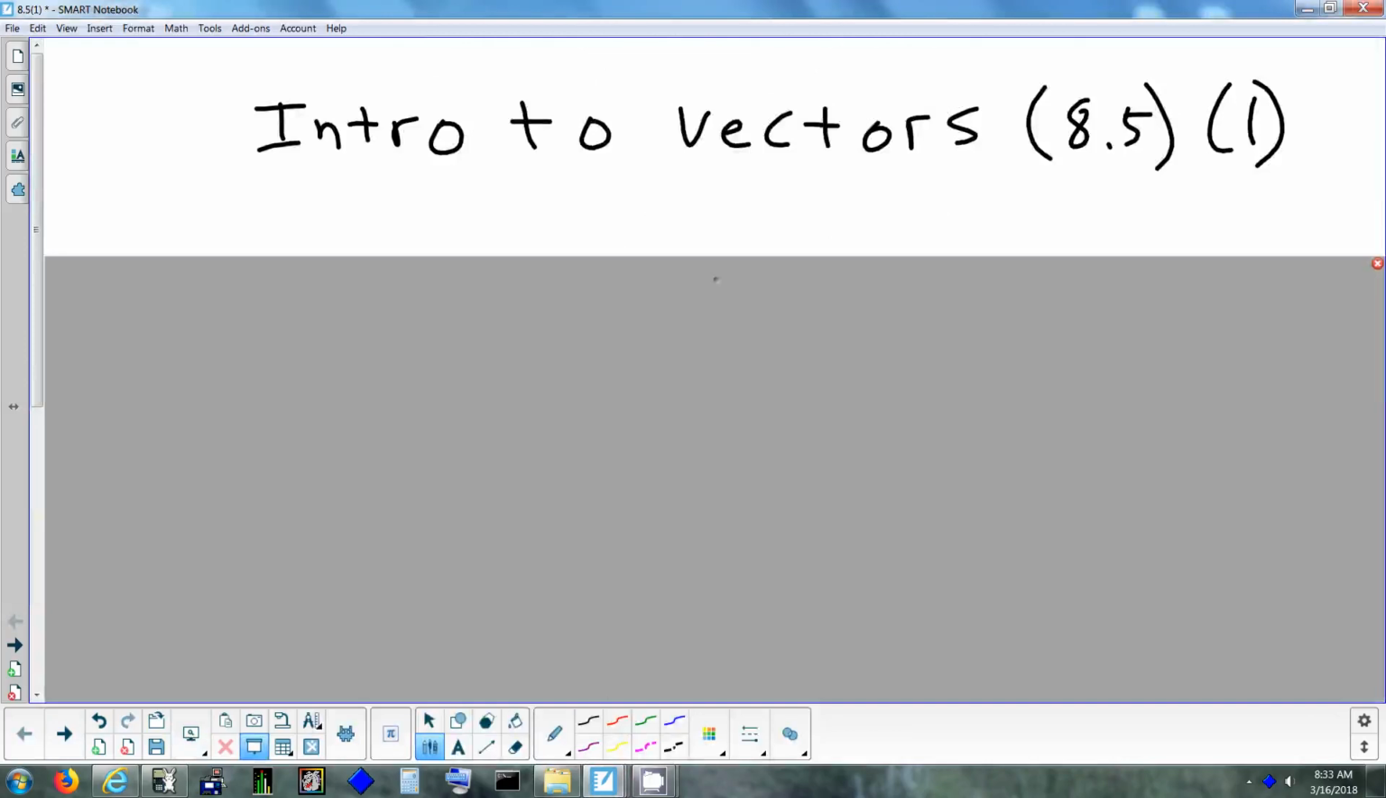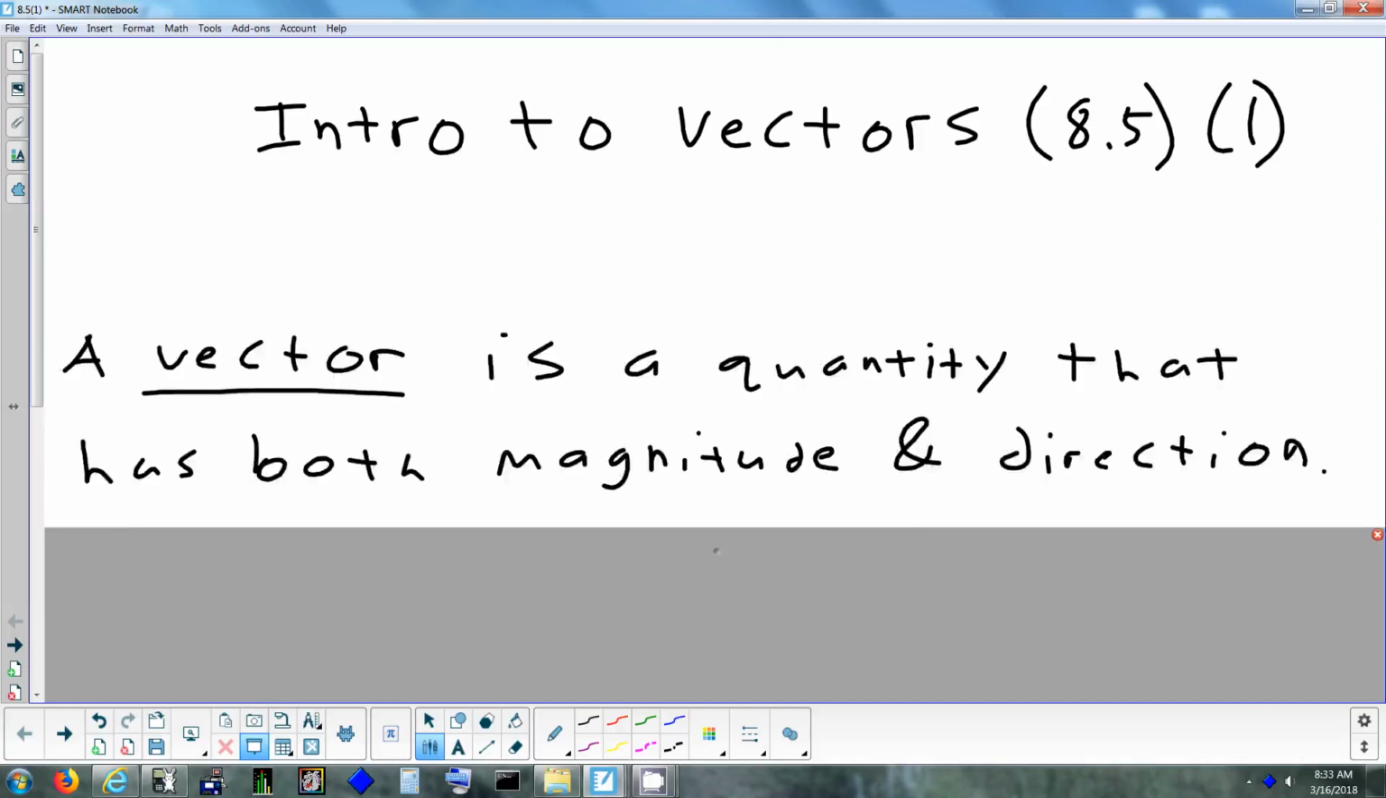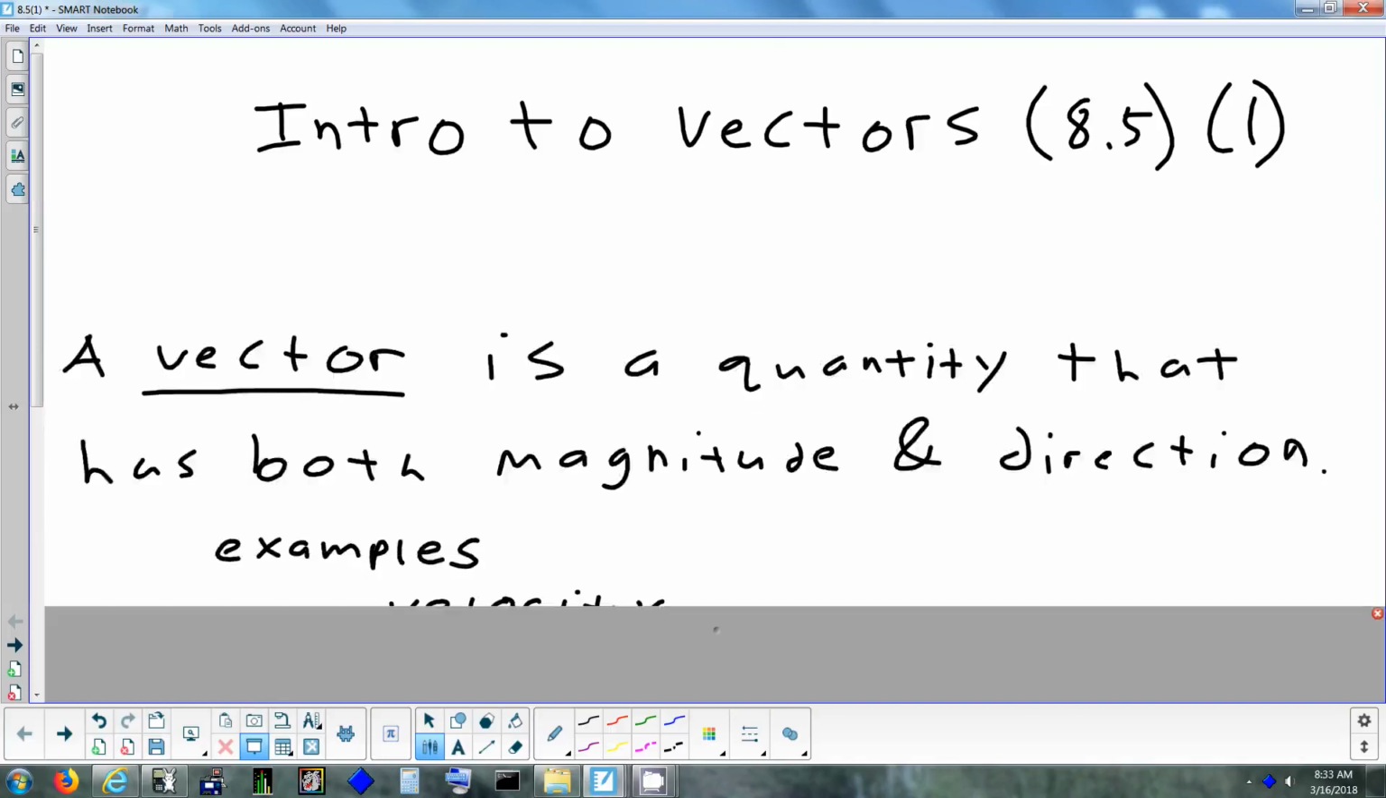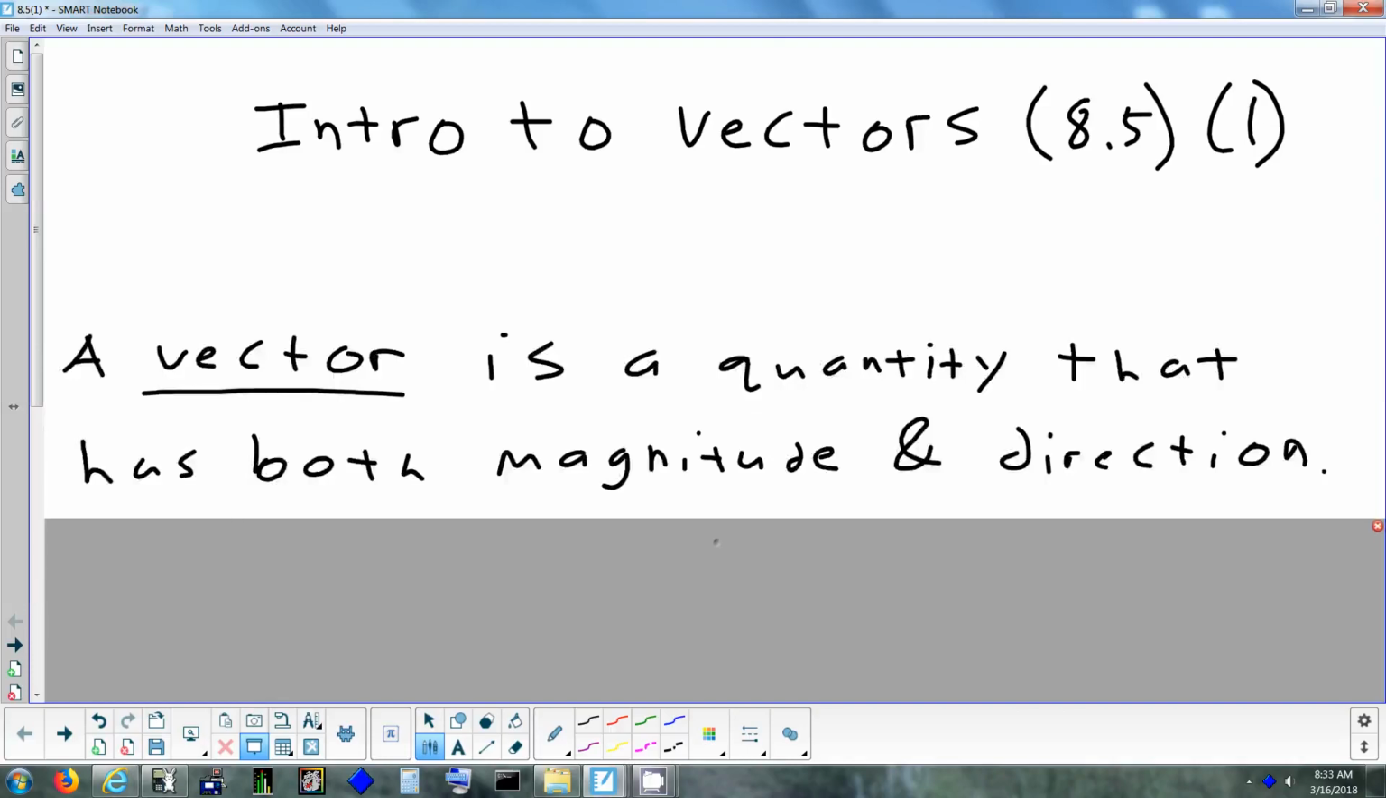So how many people are in physics? I know I've heard some people talk about physics stuff. Okay. So a vector, you might have studied. I think the other class said they have, so if you're in the same physics class, you probably have too. But a vector is basically a quantity that has a magnitude and direction.